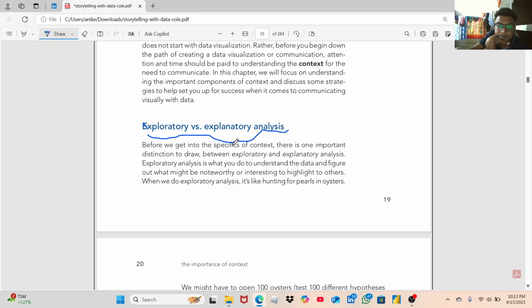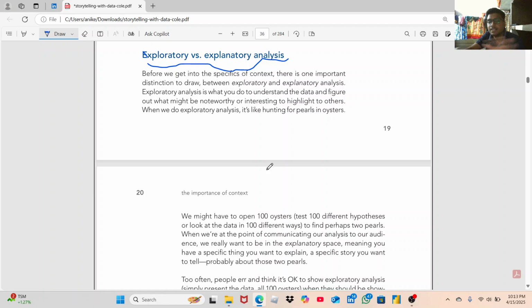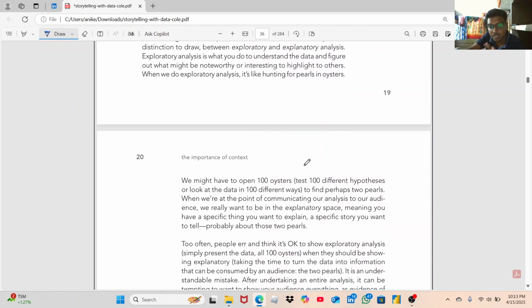Before we get into the specifics of context, there is a distinction to draw between exploratory and explanatory analysis. Exploratory analysis is what you do to understand the data and figure out what might be noteworthy or interesting. You figure out whether it is important to tell the stakeholder or not. So we might have to open 100 oysters, like in the example given, test 100 different hypotheses or look at the data in 100 different ways to find perhaps two pearls.